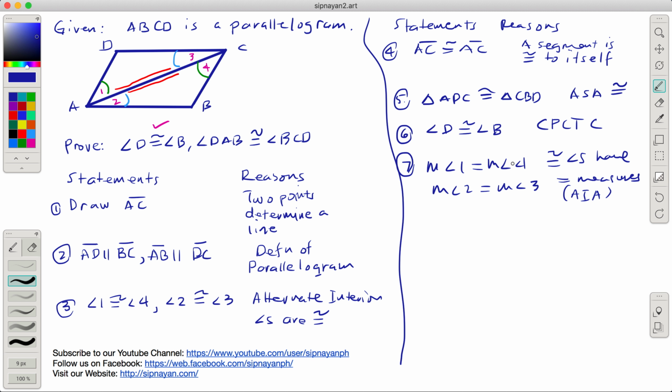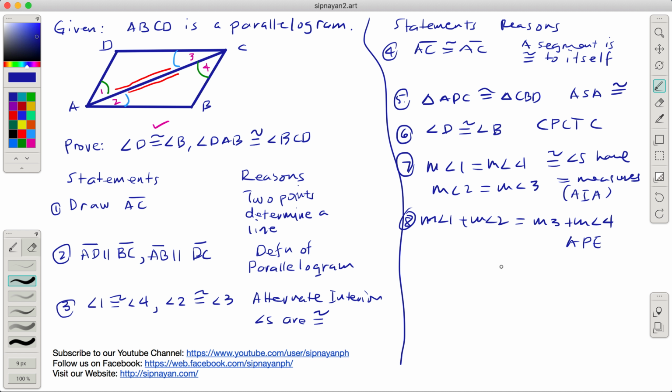Pag pinlas natin dalawang to, at pag pinlas natin to, so measure of angle 1 plus measure of angle 2 is equal to measure of angle 3 plus measure of angle 4. So this is by addition property of equality. Pag equal tong dalawang to at equal sila, pag ginad mo to, maging equal pa rin sila, di ba? Pag ginad mo yung both sides. So this is by addition property of equality. APE.